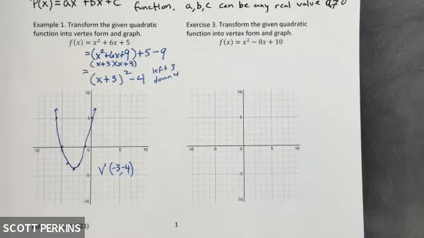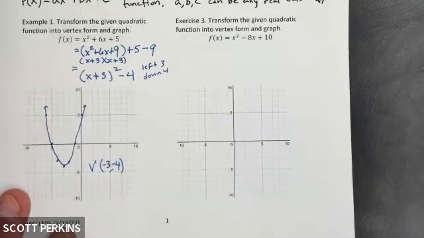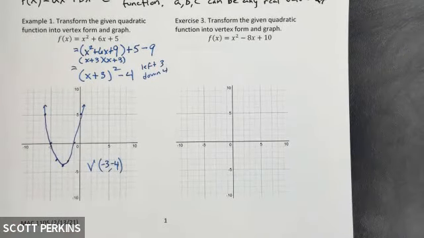So what I would like you to do next, please, is exercise 3. Go through the whole thing. I'd like you to complete the square on the exercise 3 problem, identify what the vertex is, and then sketch the graph. Of course. Have 2 if you want.